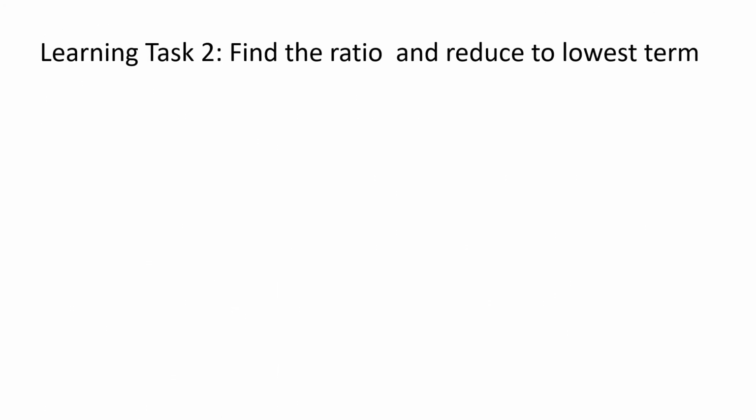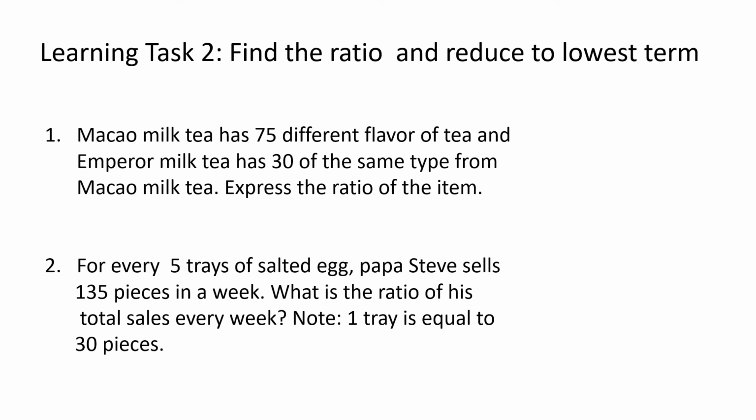For your learning task 2, find the ratio and reduce to lowest term. Macau milk tea has 75 different flavors of tea. And Emperor milk tea has 30 of the same type from Macau milk tea. Express the ratio of the item. Next, we have, for every 5 trays of salted egg, Papa Steve sells 135 pieces in a week. What is the ratio of his total sales every week? Note, for every tray of egg, it contains 30 pieces. Okay? So, I will give you another 30 seconds to think of your answer. And your timer starts now.